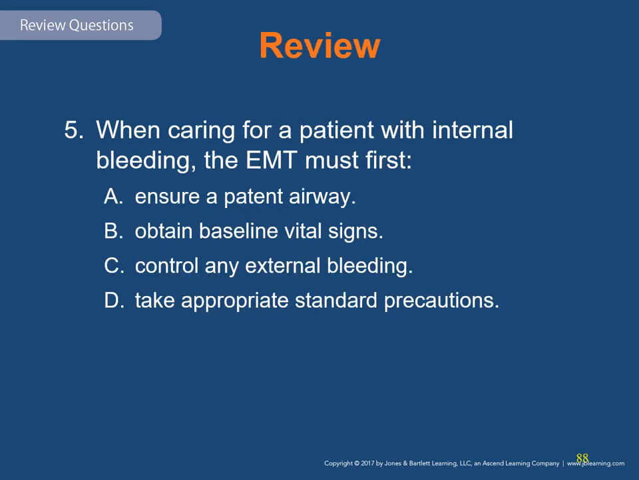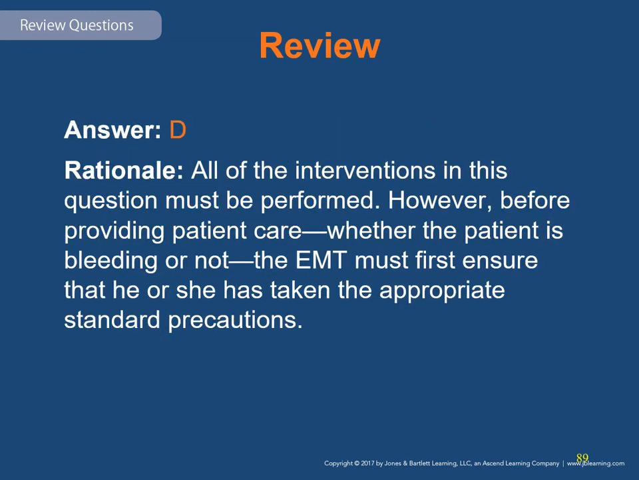Review question 5. When caring for a patient with internal bleeding, the EMT must first: A, ensure a patent airway, B, obtain baseline vital signs, C, control any external bleeding, D, take appropriate standard precautions. The correct answer is D. All of the interventions in this question must be performed. However, before providing patient care, whether the patient is bleeding or not, the EMT must first ensure that he or she has taken appropriate standard precautions.